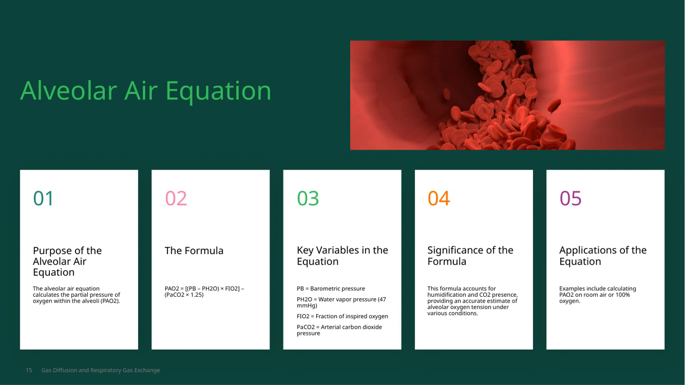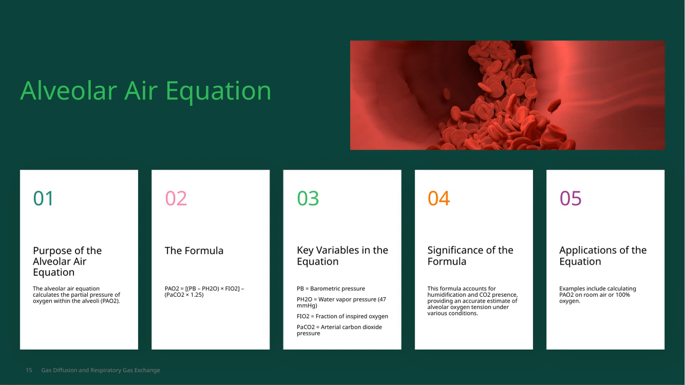The formula itself might look complex at first glance, but it's designed to accurately estimate alveolar oxygen levels by considering key factors. The equation is PAO2 equals the barometric pressure minus water vapor pressure, multiplied by the fraction of inspired oxygen, and then subtracting the arterial carbon dioxide pressure times 1.25.